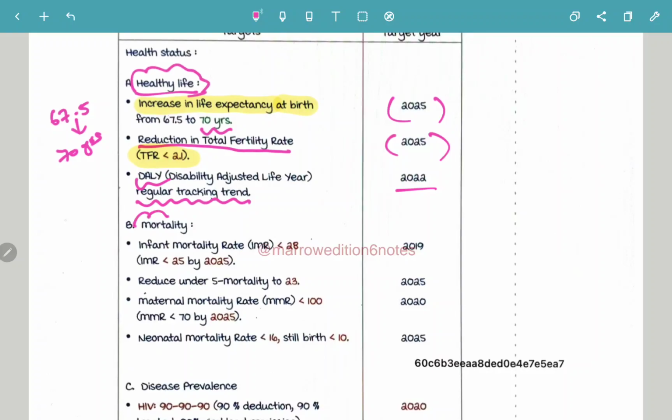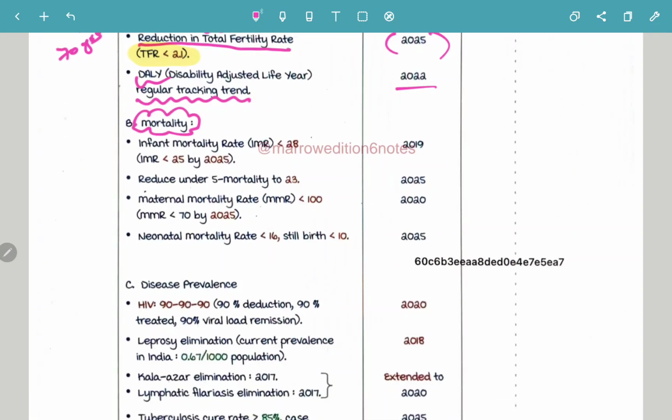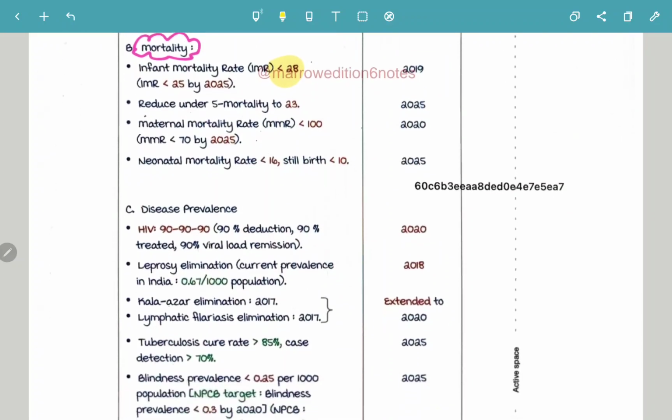Now moving on to mortality. What are the targets under mortality? The first target is IMR: the infant mortality rate should be reduced to less than 28, and by 2025 it should be less than 25. This is very important, and it is the first target under mortality.